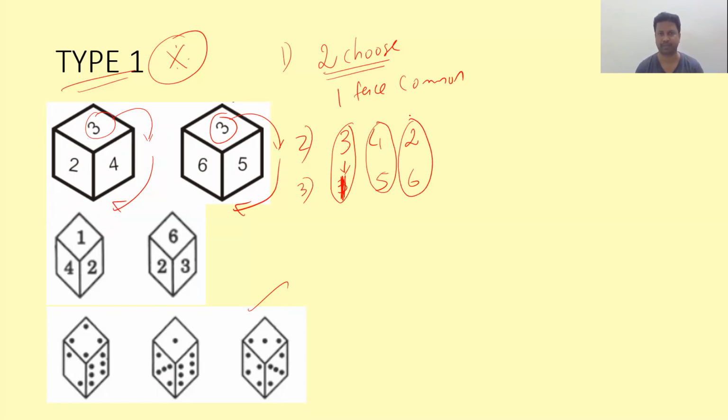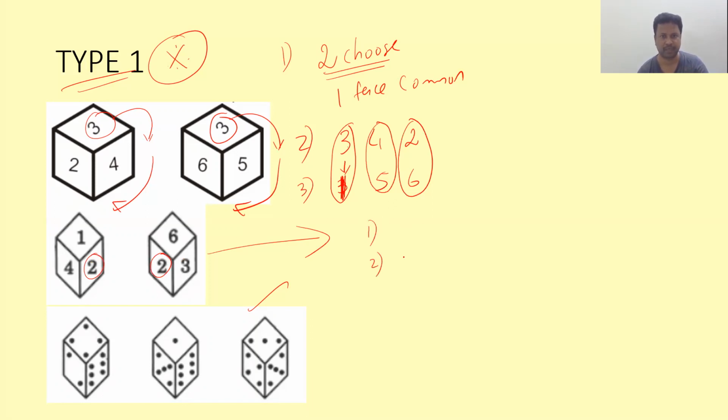Okay, so by using type 1, we can answer all the opposites. That is very, very important. I will say once again. See this. In this, you want to choose two dice which have only one face in common. Face number 2 is common. Okay. So our first step is over.